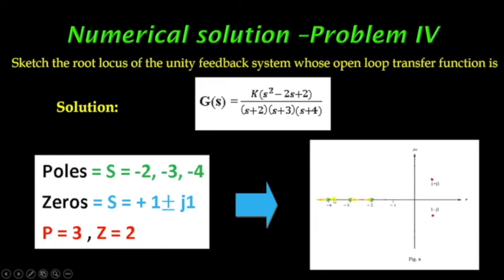Similarly, consider any point between -3 and -4. The number of poles to the right is 2, which is even, so there is no root locus. Similarly, to the left of -4, the number of poles to the right is 3, which is odd, so the root locus is present from -4 to infinity.